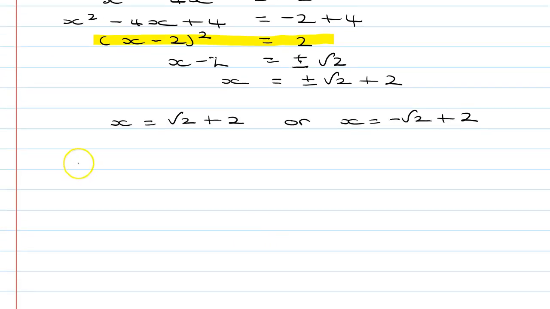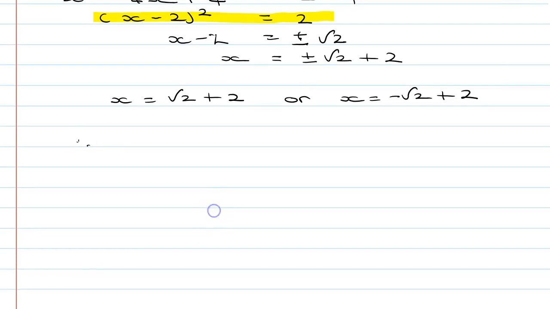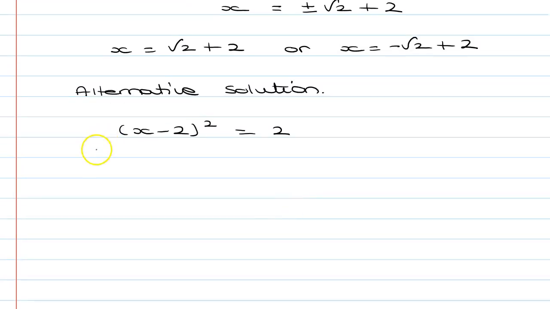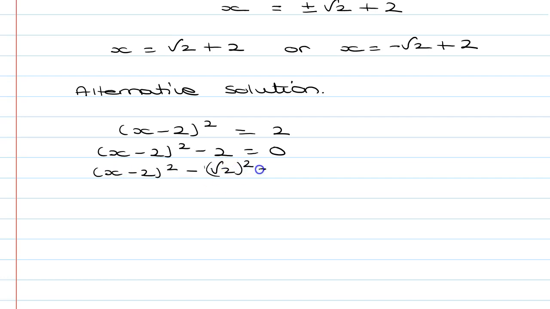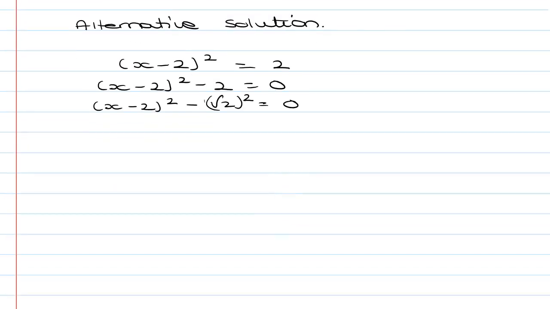So let me show you an alternative solution from that highlighted line. Like I said, you'd subtract the 2 so that it's written in fully completed square form. Now, this second term here is a 2. Yes, it's a negative 2, but let's just focus on the 2. I can square root that and square it, and it still gives me 2. So you can write that as x minus 2 all squared minus root 2 all squared. What I've created here is the difference of 2 squares, where this first bit is my a, and this second bit is my b.